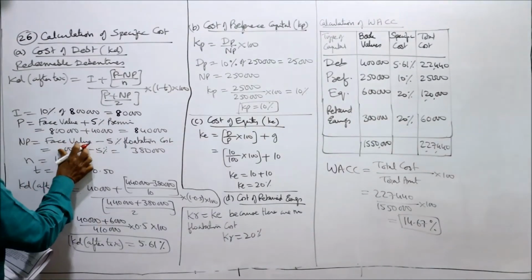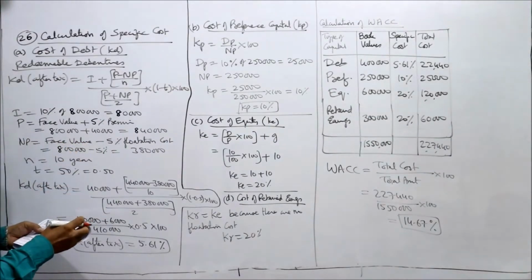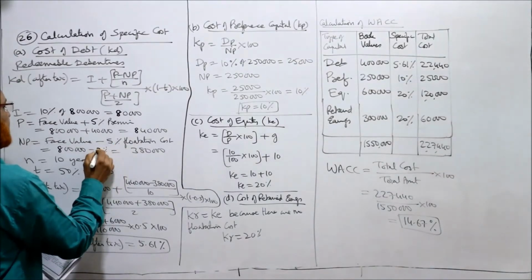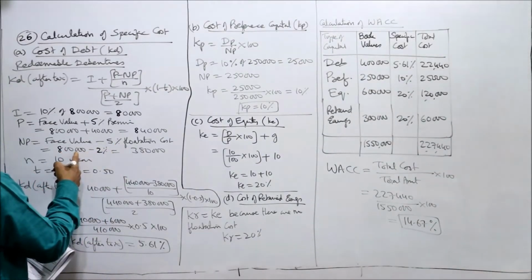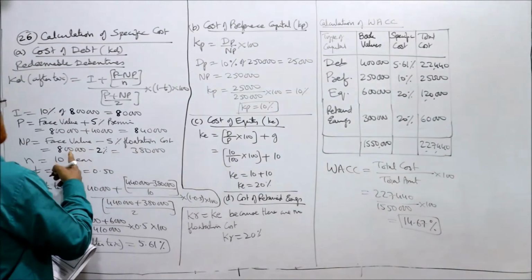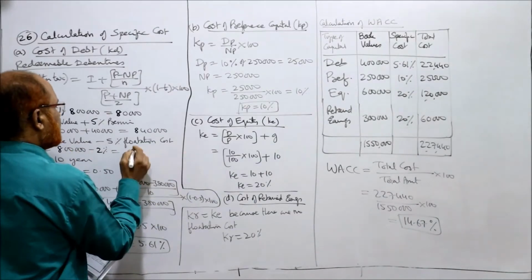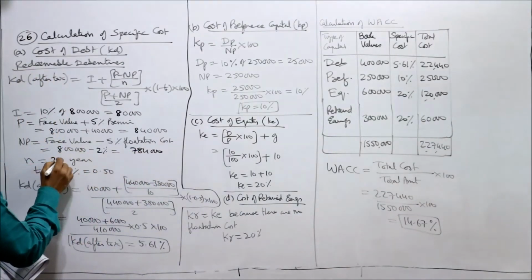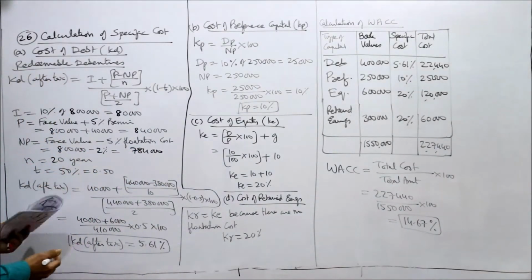Net proceeds: face value is 8 lakh minus 2% flotation cost. So 2% of 8 lakh is 16,000. 8 lakh minus 16,000 means 7 lakh 84,000. And the period of redemption is 20 years. Tax rate is 50%.